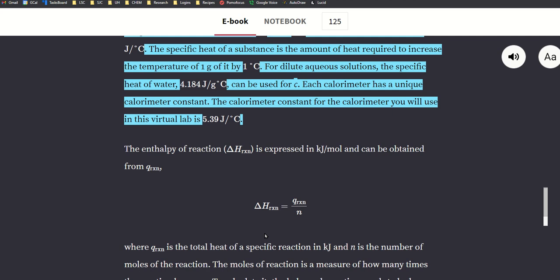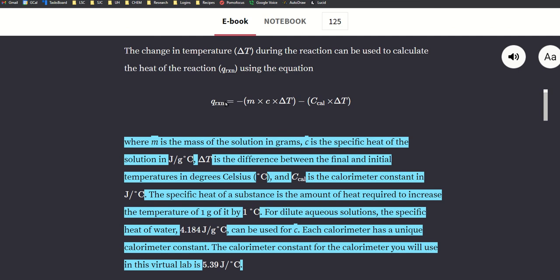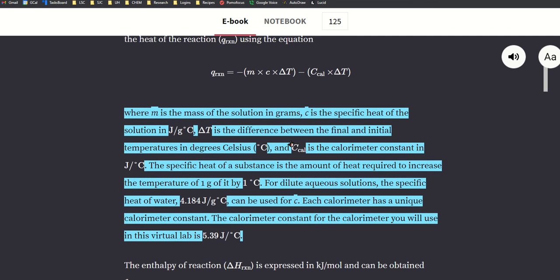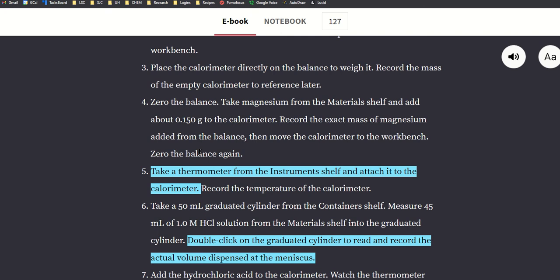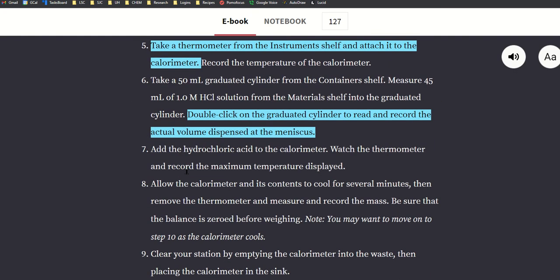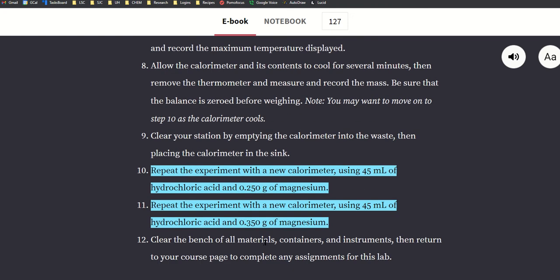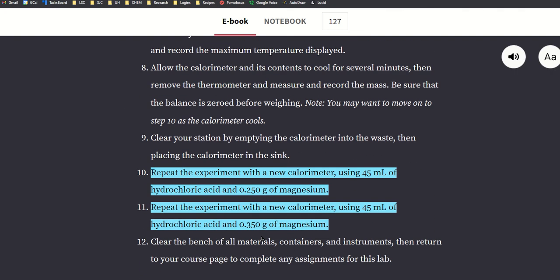You want to calculate the enthalpy, which is delta H. To get there, you have to have your Q of reaction, which is this right here. So that's why I mentioned these are your very important equations. So how will you actually complete this lab? There's no multiple experiments. There's only one, but you will be repeating with different amounts. So I wanted to note that for you.